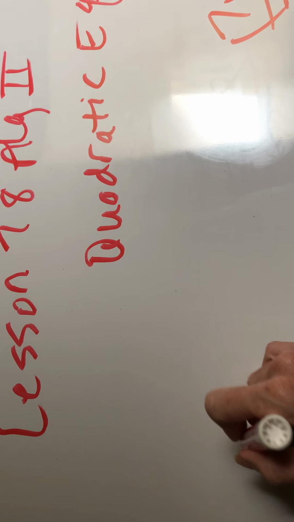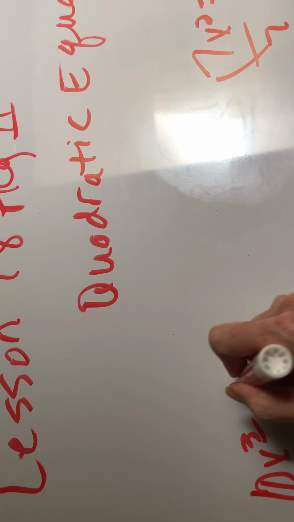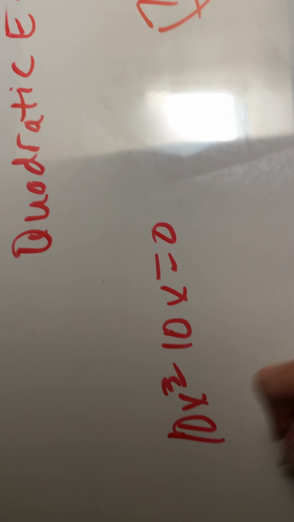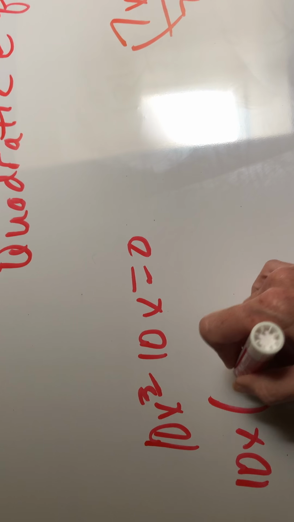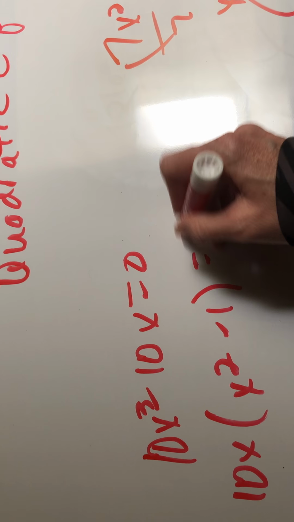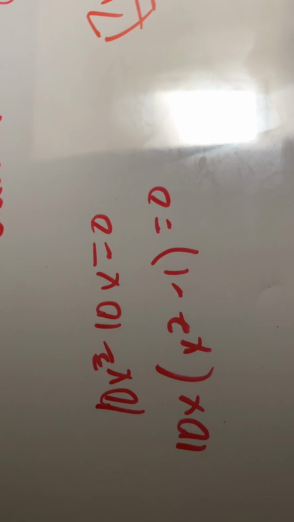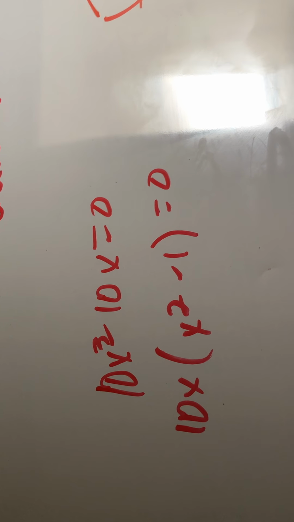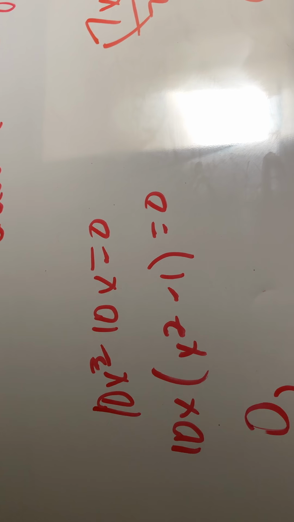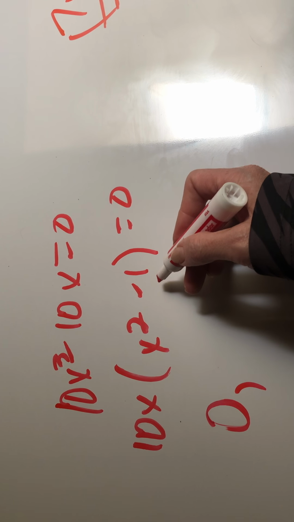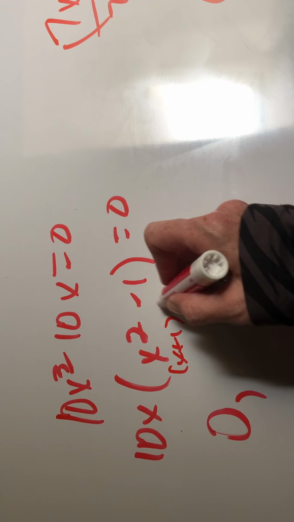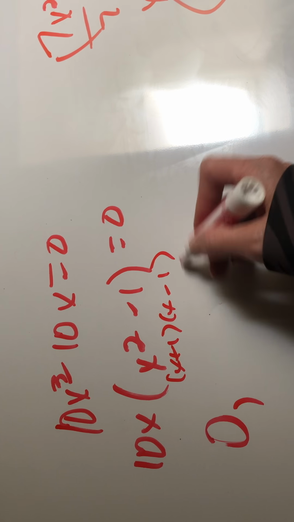Then if you have something like 10x cubed minus 10x equals 0, take the 10x out. That leaves x squared minus 1. Then you can do a couple of different things right here. You know that's 0, or should know that's 0. And then here you could either factor it as a difference of two squares, x plus 1, x minus 1. So you'd have plus or minus 1.